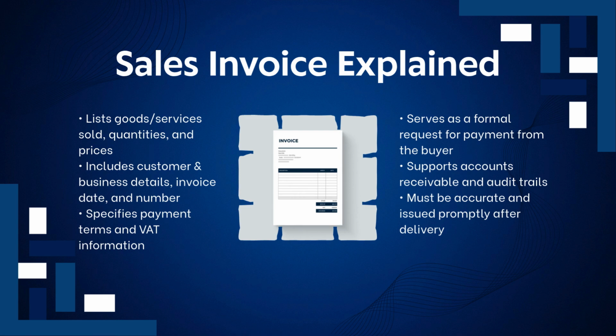It includes the list of goods or services. It states that I've transferred this amount of goods, and I sold it to you, this much quantity, like 10 pens, and each pen is priced at $10. It includes customer business details, invoice date, number. Invoice is sequentially numbered, like invoice number 10, 11, 12, 13. So it has a number, and it includes customer name, address, or something like that. And the date is also a really important point of the invoice.